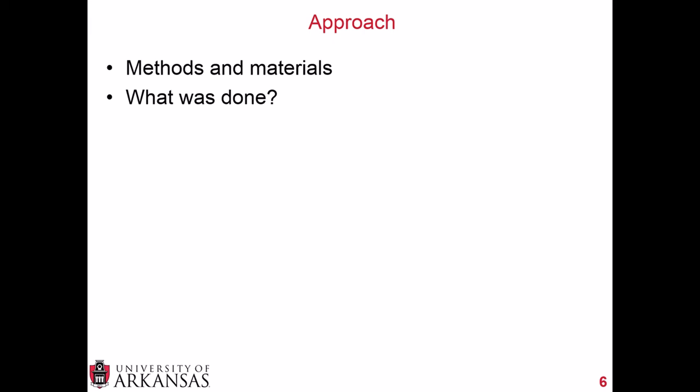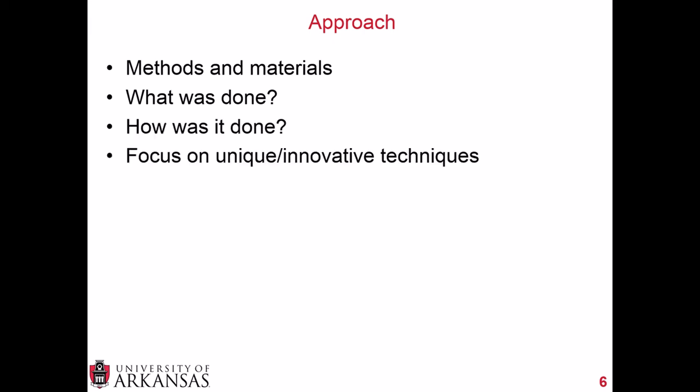Now in the approach section, you want to have your methods and materials. So what was done, how was it done, and you want to focus on unique and innovative techniques. If you're doing an approach section and you're writing about, for example, asphalt concrete, you don't want to talk about bulk specific gravity because everyone knows how to run bulk specific gravity, or at least it's easy to find. So you want to focus on the innovative and unique techniques of your research and the approach found there.